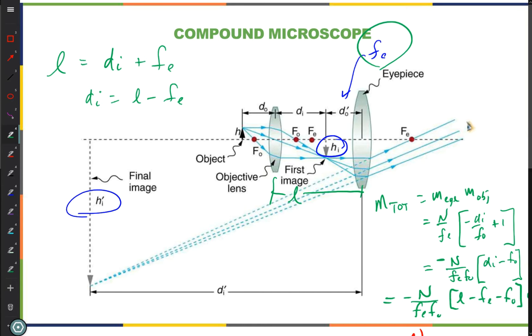So it's minus n, the near point of the eye, over the product of the 2 lenses, and then times the separation between the 2 lenses minus the 2 focal lengths. It's not overly complicated if you think about it, but it took a little more work to get there. Notice something interesting: according to this equation, it shouldn't matter if you replace the two lenses, if you turn a microscope backward.